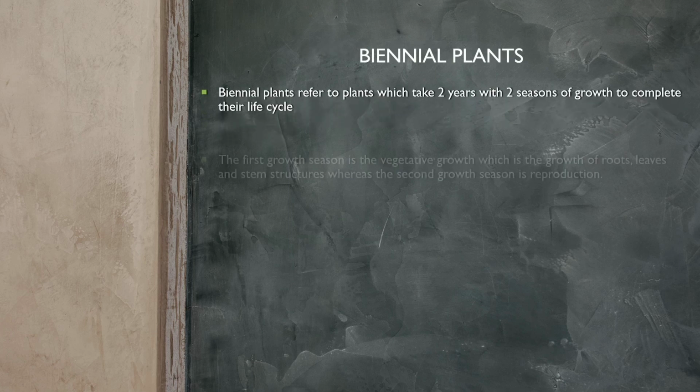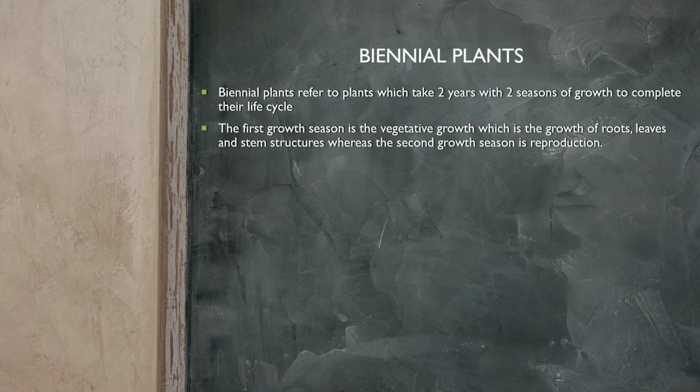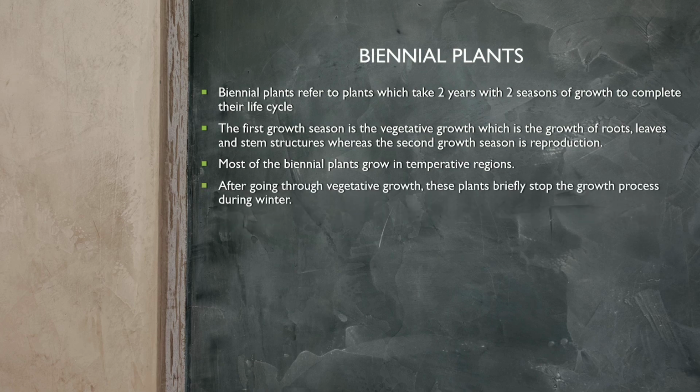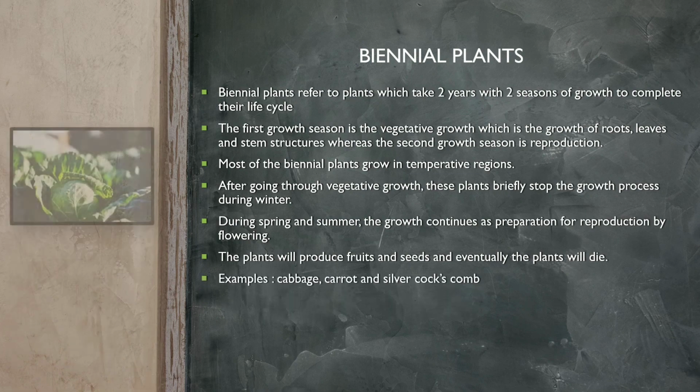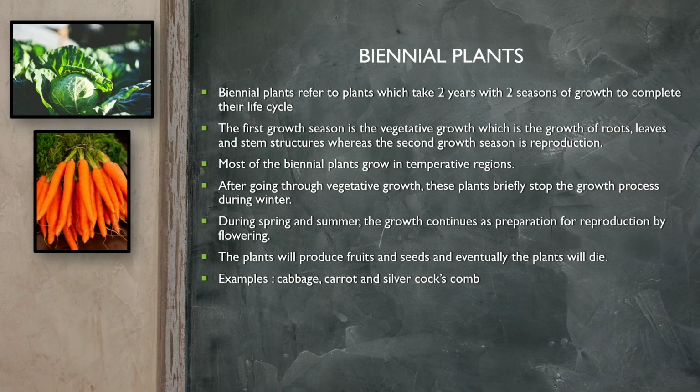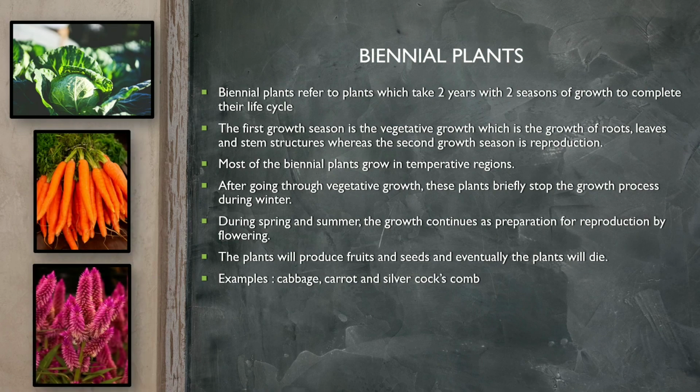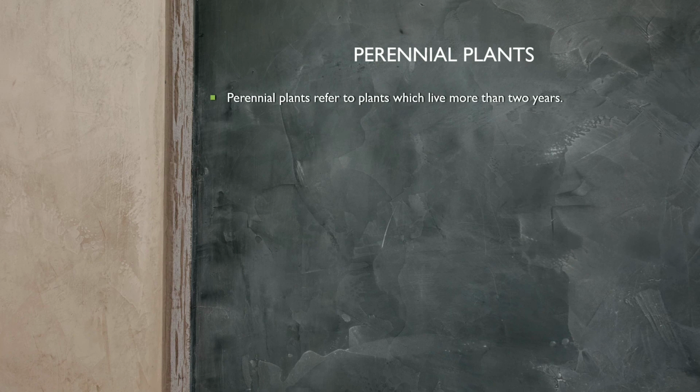Next is the biennial plants. It refers to plants which take 2 years with 2 seasons of growth. The first growth is the vegetative growth, and the second is the reproduction. Most of them grow in temperate regions. After going through the first growth season, this plant will briefly stop the growth process, and it will continue during the spring and summer as preparation for reproduction. And they will produce fruit and seeds, and eventually the plants will die, like cabbage, carrot, and silver cockscomb.